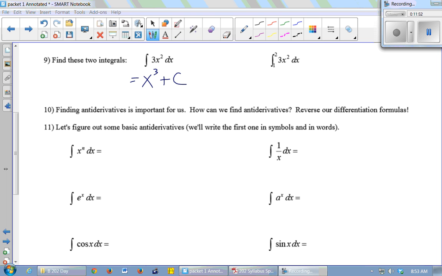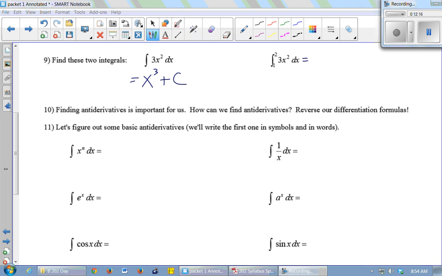All right, and then when I want to do the integral from 1 to 2 of 3x squared dx, that means find the area under the curve from 1 to 2. So this should be a number, right? When you're looking at a definite integral, that means area under the curve. The answer should be a number. And it's closely tied to the antiderivative, right? So if we did this one first, this one should be easier.